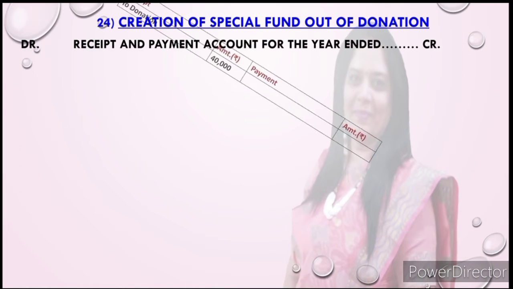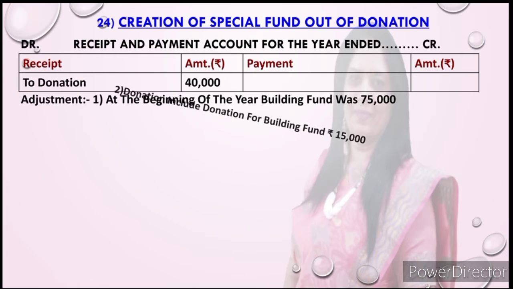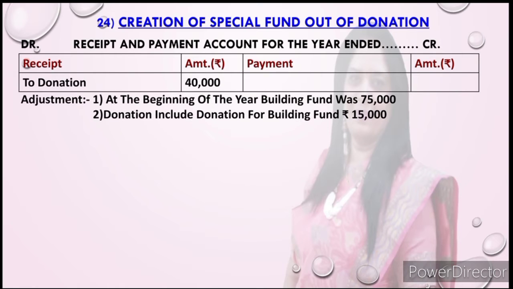Next adjustment, creation of special fund out of donation. In this receipt and payment account, on the receipt side donation amount is given 40,000. First adjustment, at the beginning of the year building fund was 75,000. Donation includes donation for building fund rupees 15,000. So the donation amount is 40,000. Out of 40,000, 15,000 amount is for building fund.